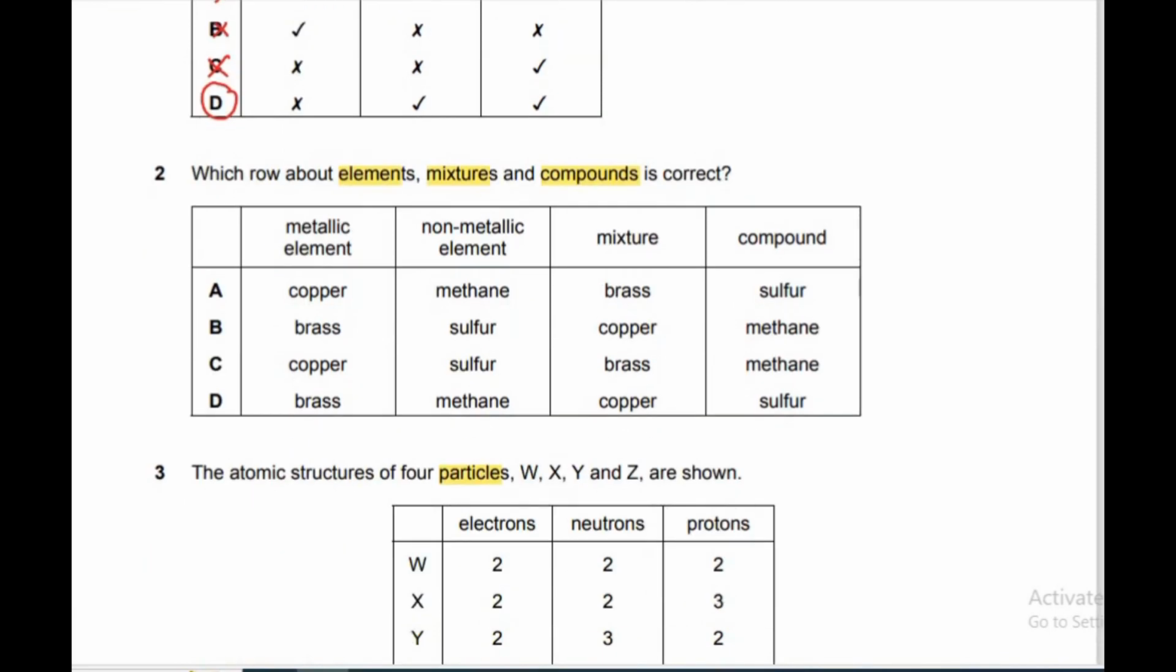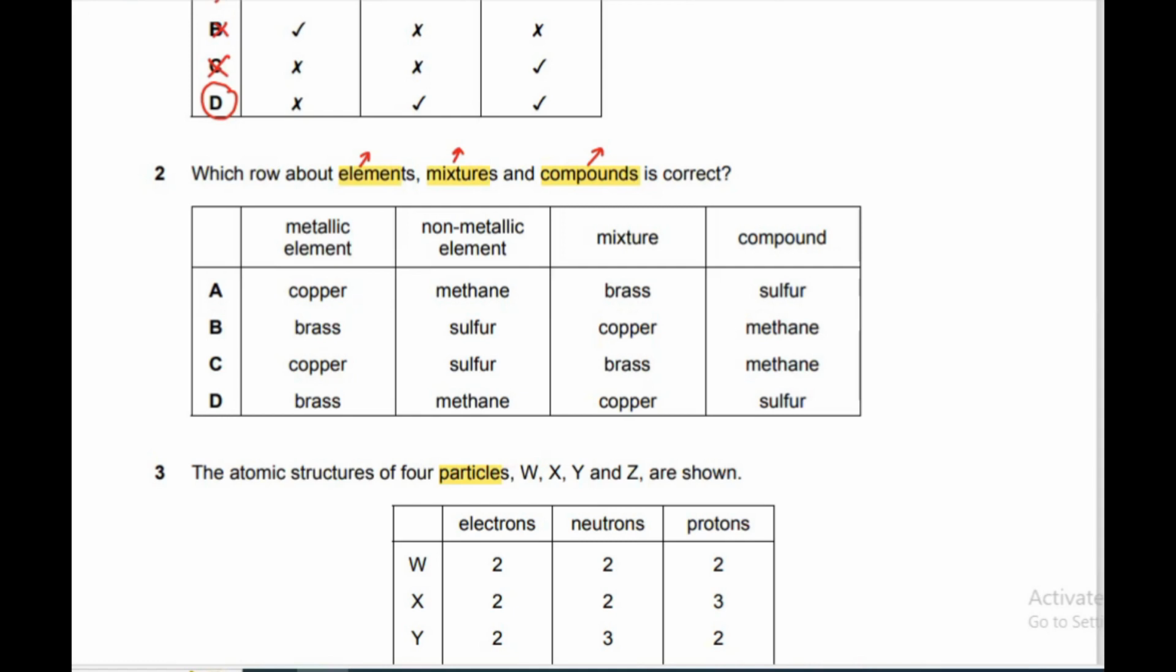Question number 2 is regarding elements, mixtures, and compounds. Which row about elements, mixtures, and compounds is correct? An element is a pure substance which is made up of the same kind of atom. A mixture is an impure substance which is made up of different elements or compounds in an unfixed ratio by mass. A compound is also a substance which is made up of elements, and elements react together in a fixed ratio by mass to get a compound.